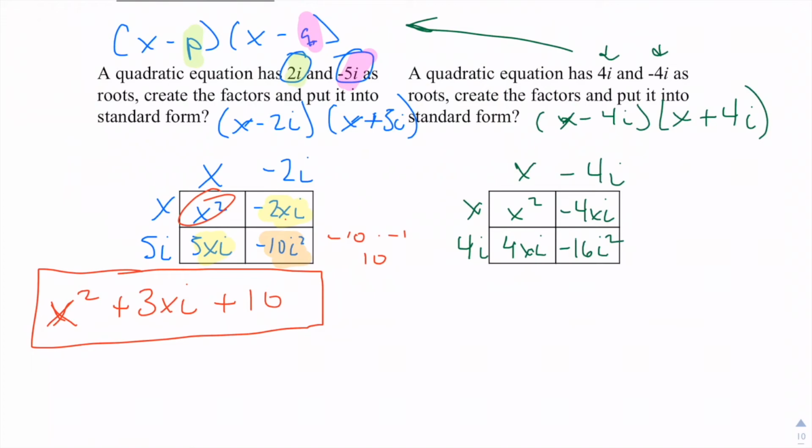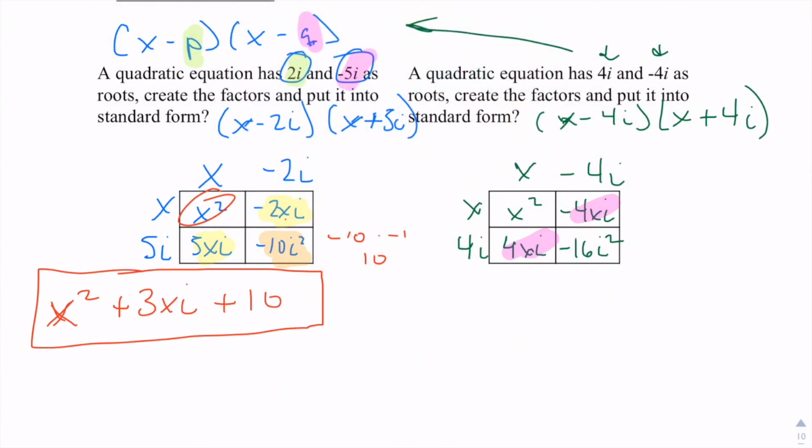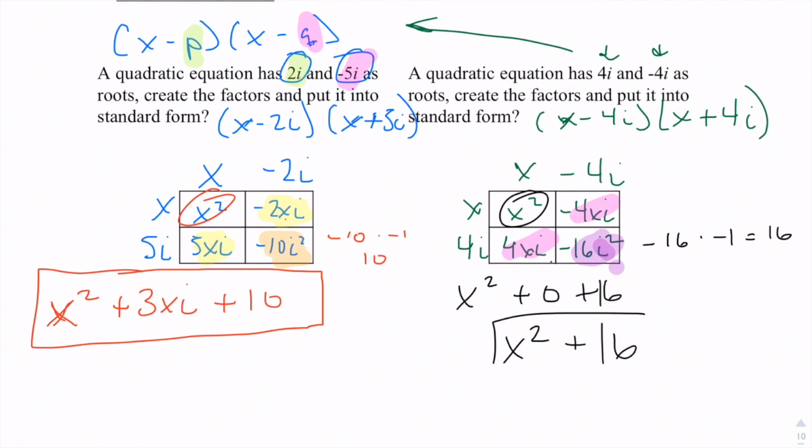-16i squared. And again, we're going to have to combine some like terms. So the like terms are here and here. And we're going to have to do some simplification using the known fact that i squared equals -1 right here. We have our x squared to start. And then our like terms are 4xi and -4xi. If we add those together, that actually gives us 0. And then we have -16 times i squared, which is times -1, which gives us positive 16. The quadratic equation is x squared plus positive 16 for this one.